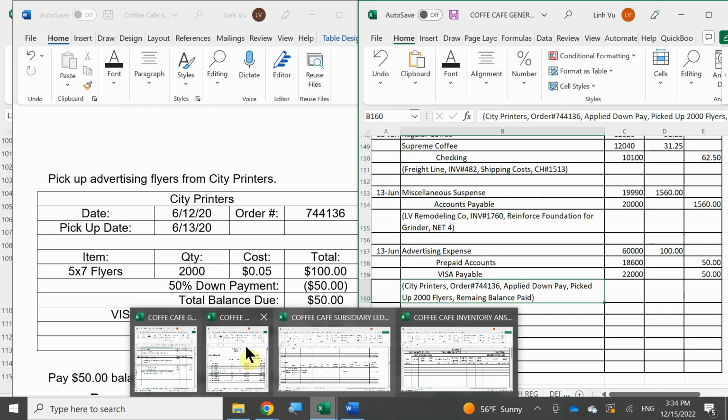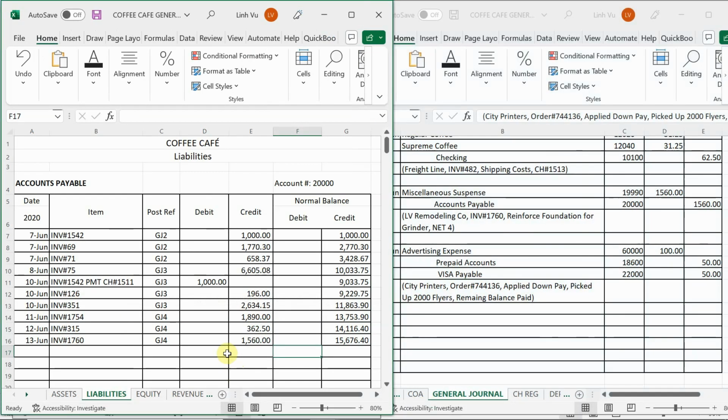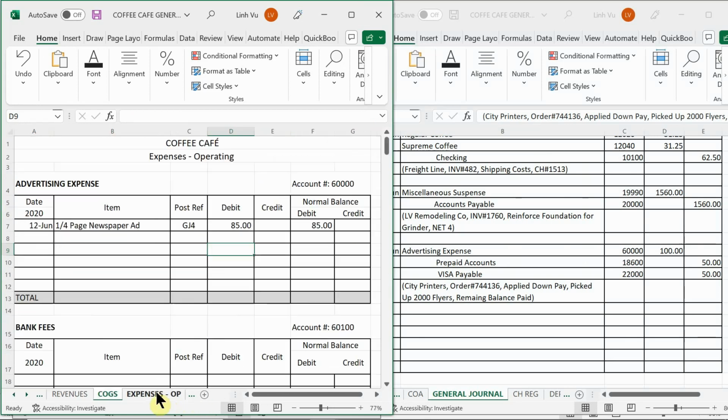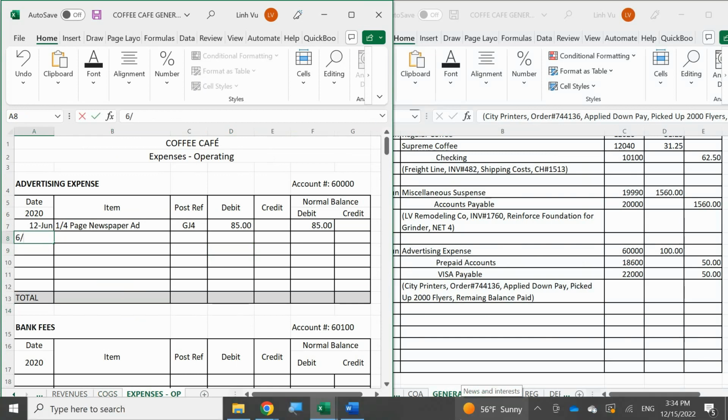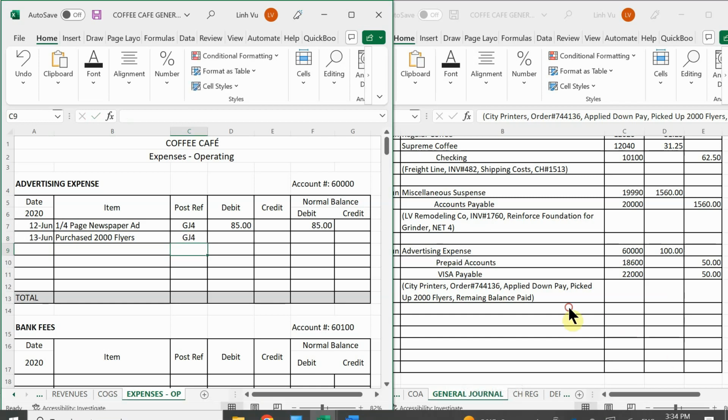So let's go ahead and do my ledger. Here we got some advertising expense, here at the top. What did you purchase the advertising expense for? You purchased 2,000 flyers, so I'm going to put purchased 2,000 flyers. We're still on General Journal page 4, at the very bottom of it.